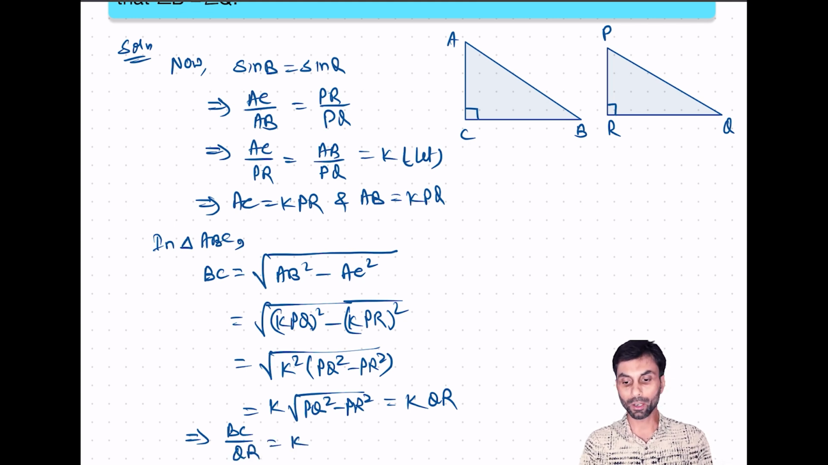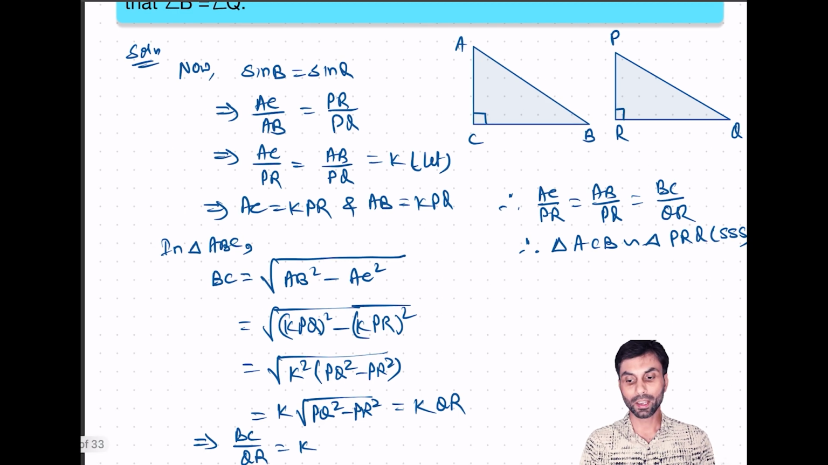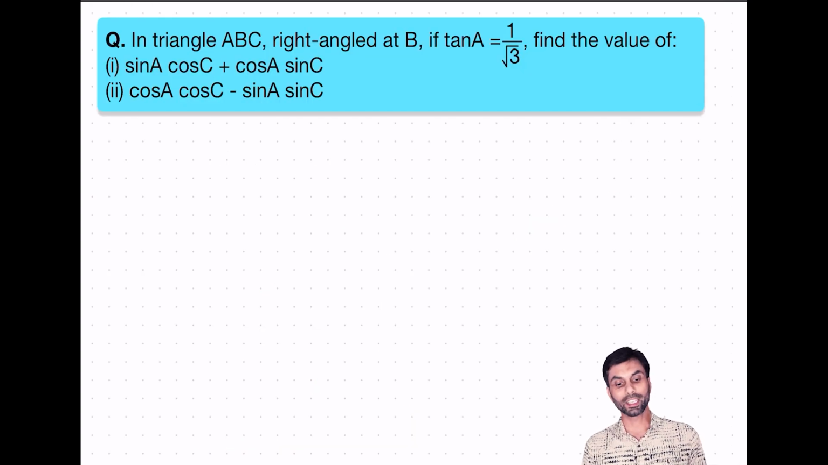So here what we observe is that AC upon PR equals AB upon PQ, which is equal to BC upon QR. Therefore, triangle ACB will be similar to triangle PRQ by SSS criteria, and so we can say that angle B equals angle Q. Let's move to the next question.